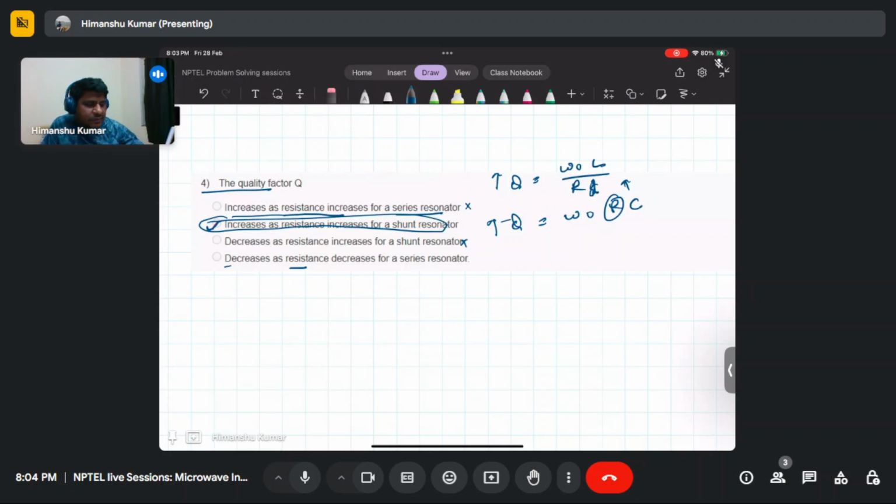No, this is for two different types. This is for the shunt type, and this is for the series.